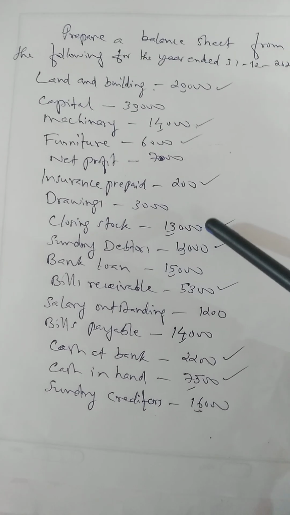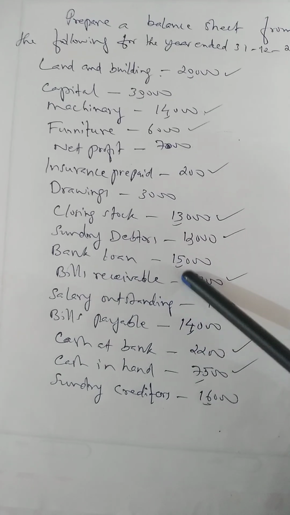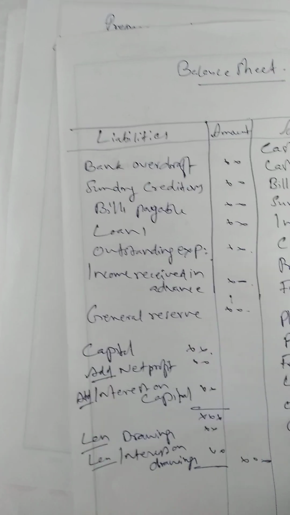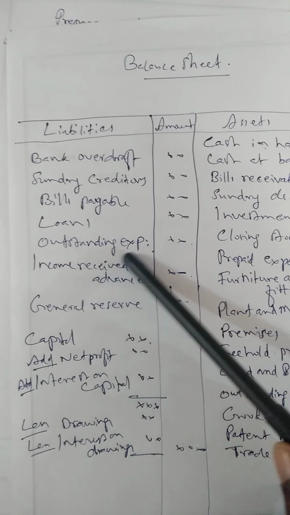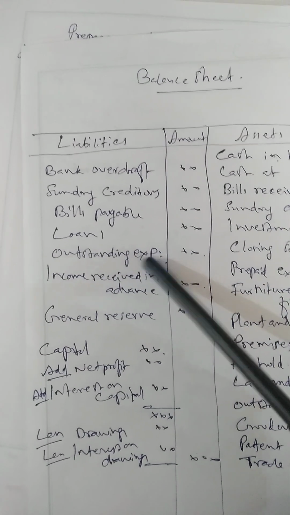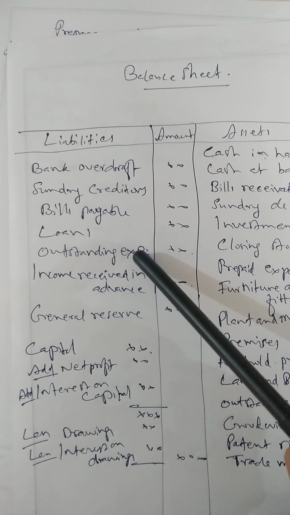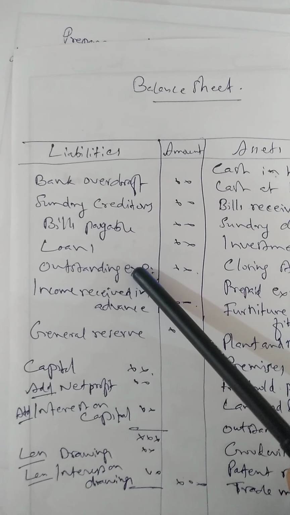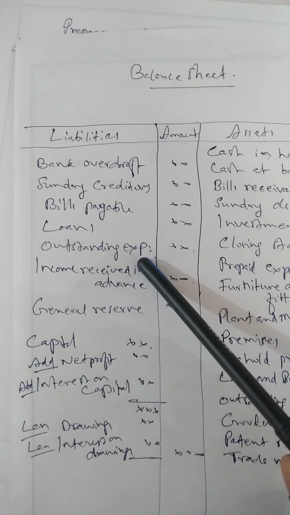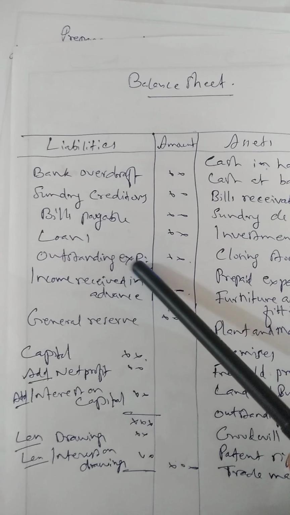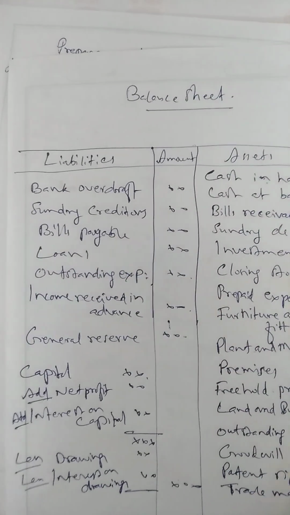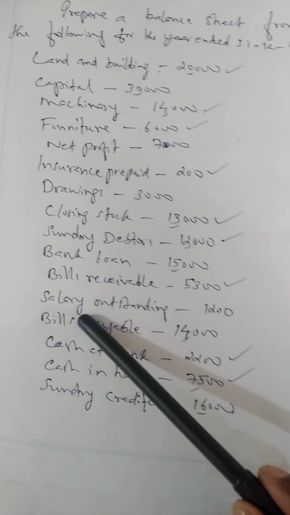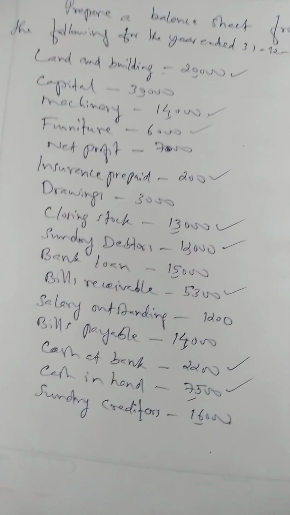Other items to be shown on the liability side are bank loan, then salary outstanding. If you refer to the format, you can see that on the liability side there is an item, outstanding expenses. That means any expense outstanding. Outstanding means due but not paid. The expense is due, but we have not paid that amount, so it is a liability. As it is payable, it is to be shown on the liability side. Here in the question there is salary outstanding. Salary is an expense and it is outstanding, so it is to be shown on the liability side.